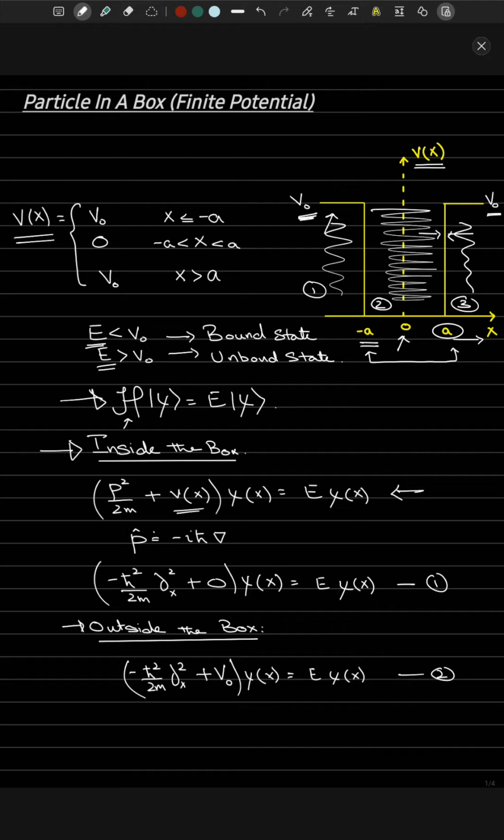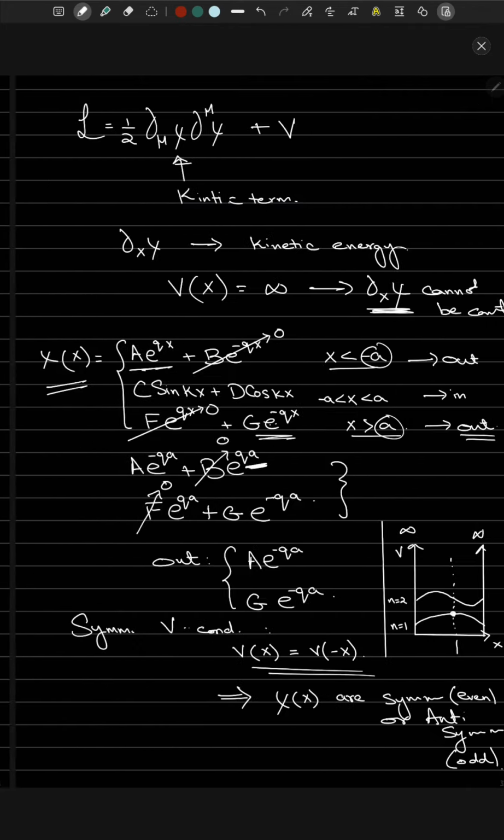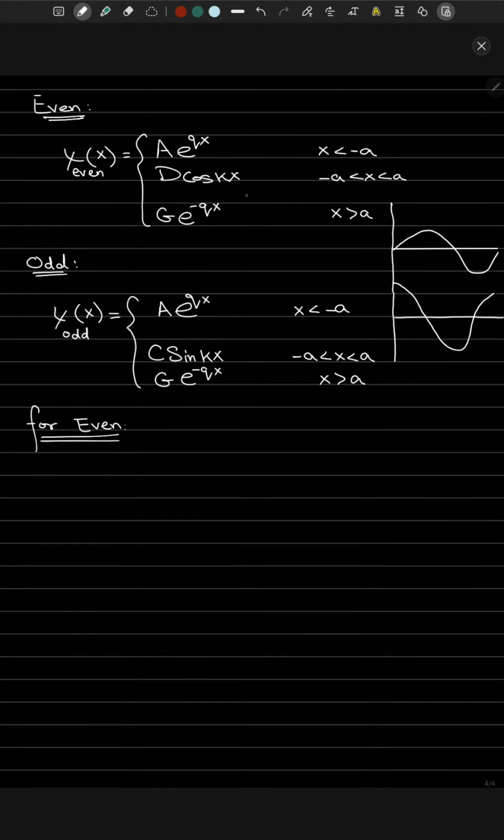So derivatives and all. So then this would imply that the solution that is inside this wall must be the same as the solution that is approaching this wall from the right hand side. And if I look at these, from the right hand side you have this thing, and from the inside you have this thing for the even scenario.